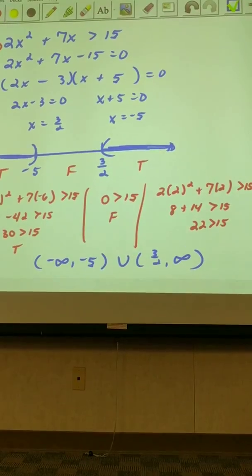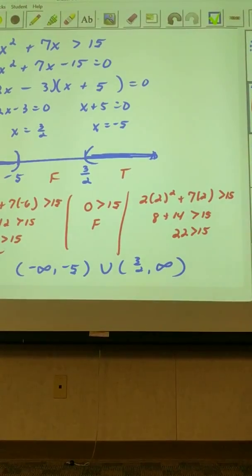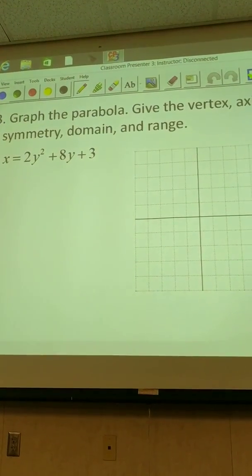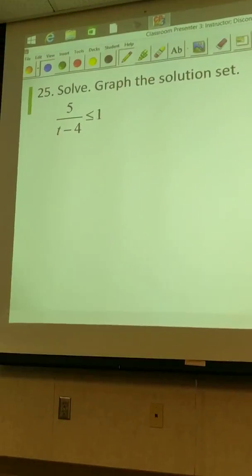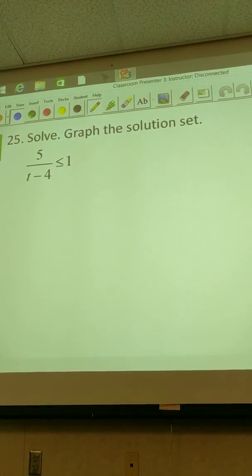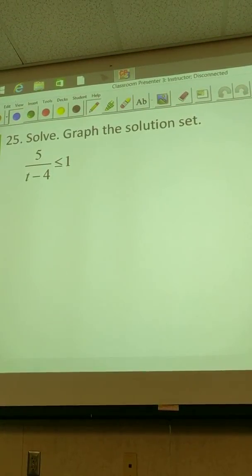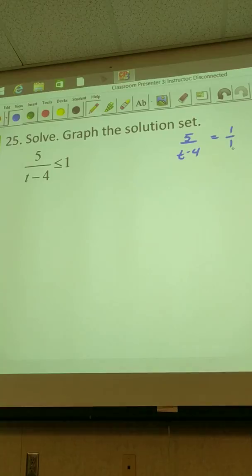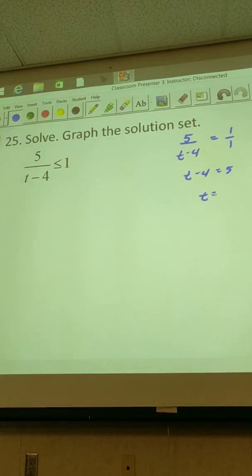All right, I have one more to show you. Is everyone okay with that one? All right, or you're going to have one like this. Again, this came from our last section. So to divide this number line up, we have to just treat it like an equation. So we're going to say 5 over t minus 4 equals 1. I'm going to cross multiply here, and t is equal to 9.